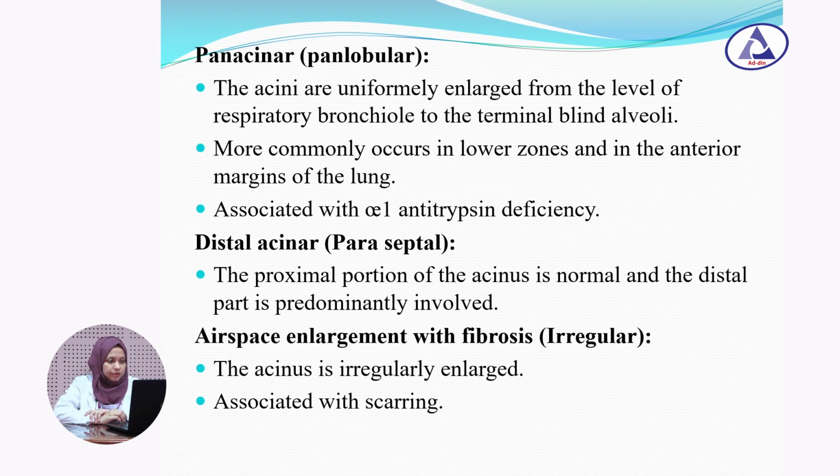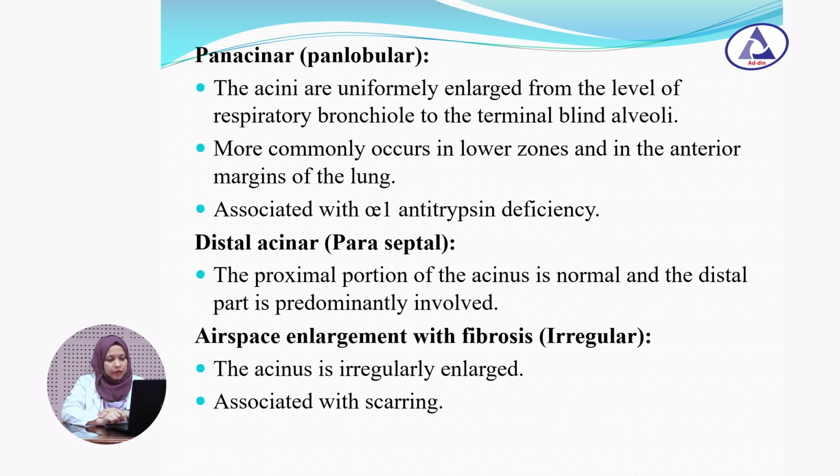Pan-acinar or panlobular emphysema. The acini are uniformly enlarged from the level of the respiratory bronchiole to the terminal alveoli. So the whole acini will be involved in case of pan-acinar or panlobular emphysema. It more commonly occurs in the lower zone of the lung and in the anterior margins of the lung, and it is associated with congenital alpha-1 antitrypsin deficiency.